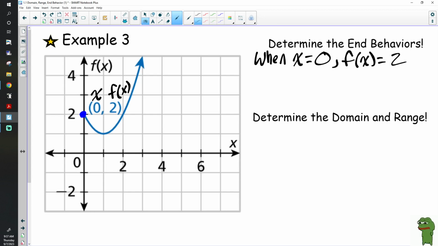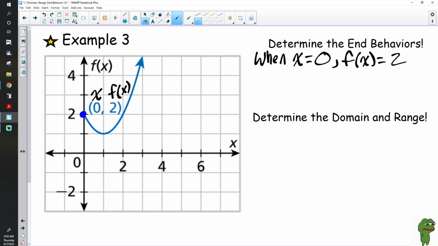That's it. This is just a fancy way of saying it's the point 0, 2. That's what that means. Look. This is math language for, hey, where do we start? We start at the point 0, 2. When x is 0, f of x is 2.